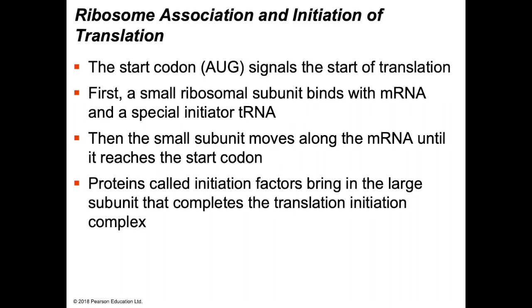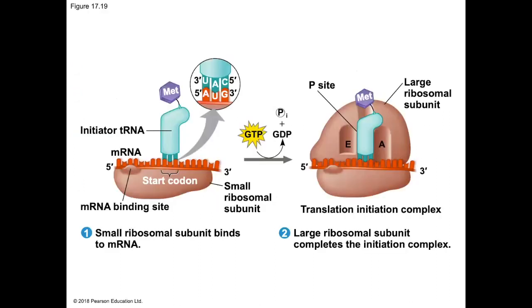We have there the mRNA, and then the small subunit and large subunit, as well as the initiation factors that will form the translation initiation complex. So here is an example of the small ribosomal unit binding to the mRNA until it reaches the start codon. And then once the large ribosomal unit binds, there is the translation initiation complex.